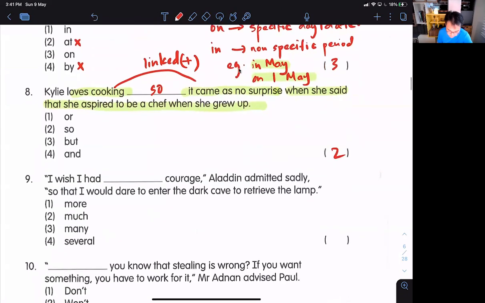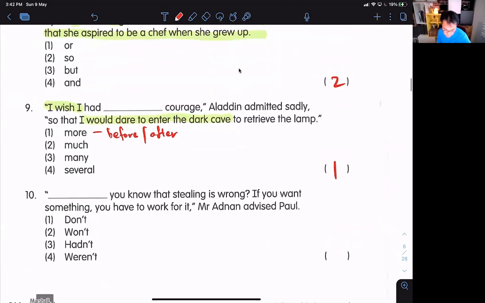Question number 9, I wish I had what courage? I would dare to enter the dark cave. So I wish, meaning that he does not have enough courage. So he wishes for more courage, right? I wish I had more courage. Comparing between before and after, right? Before the wish and after the wish. Therefore, the answer is I wish I had more courage so that I would dare to enter the cave.